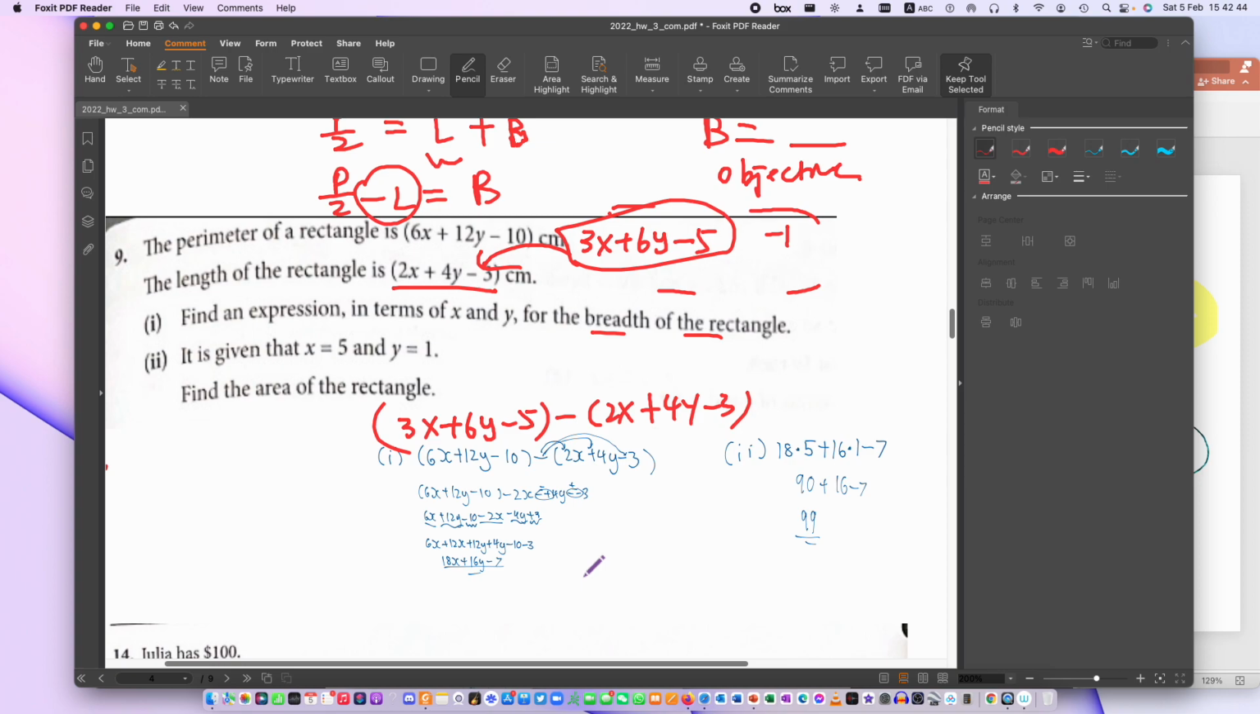1x plus 2y minus 2. Okay, good. Continue. Solve. x is equal to 5, y equals to 1.